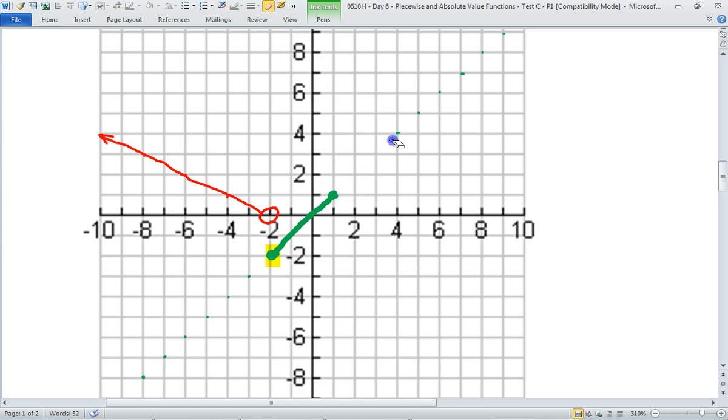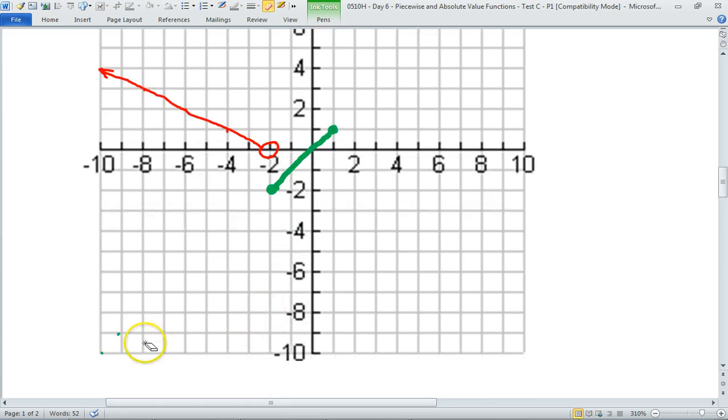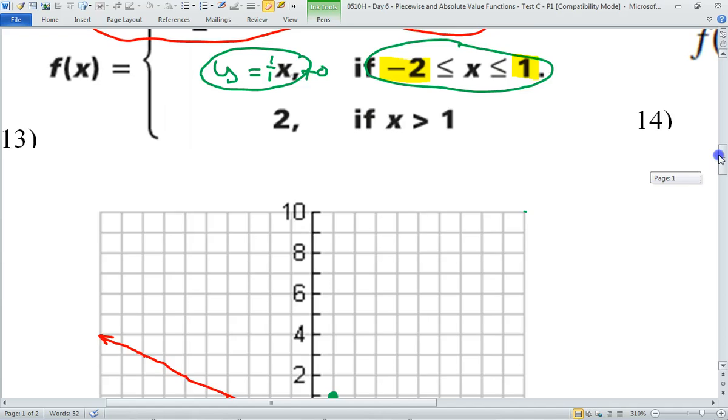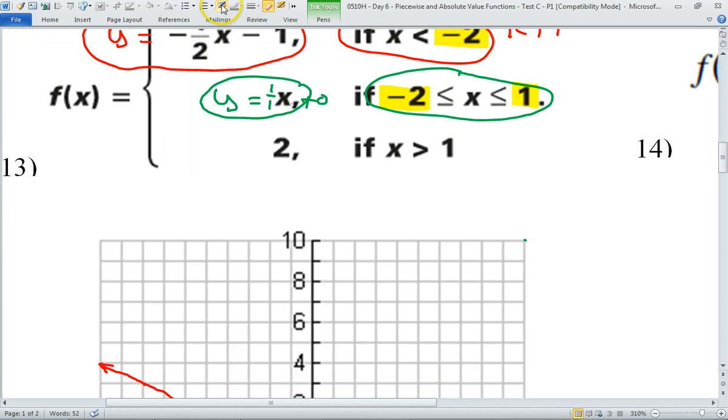Probably. So now I can erase all these extra dots. Okay, any questions so far? Now the last part I will do in blue.